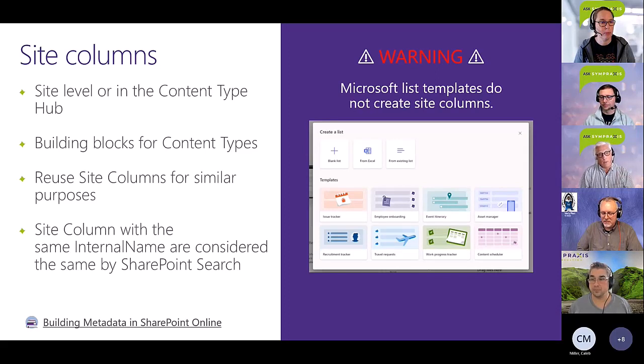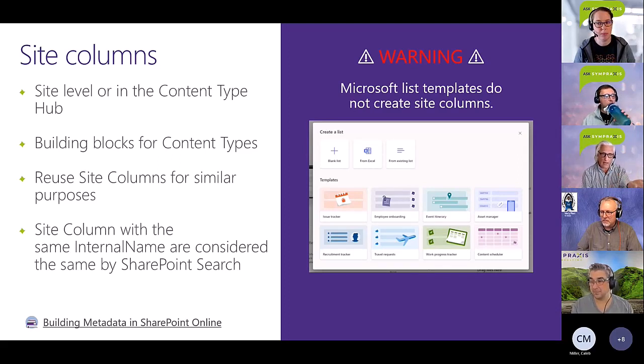Site columns then are building blocks for content types. A lot of people don't use content types. They just dump documents into list libraries and sort of wonder why there's no magic. I've talked about this for years. It's one of my favorite things to talk about. But we build these site columns so that we can reuse them and add them to other content types. And we want to reuse those site columns for similar purposes.